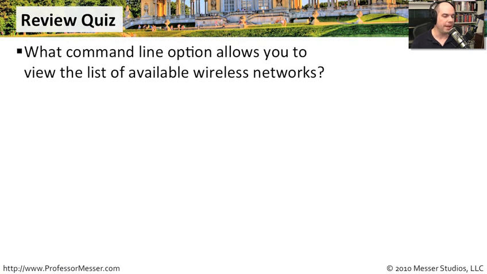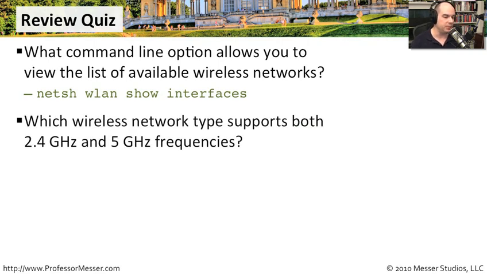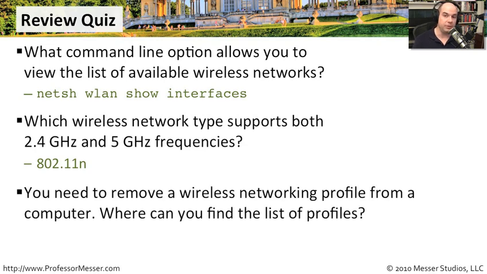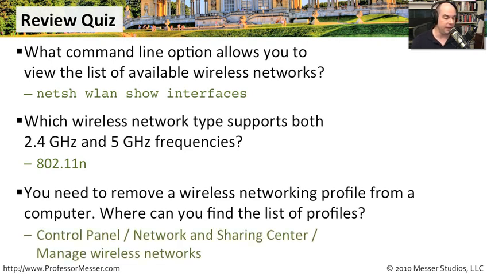Let's review some of the things that we've learned in this video. Our first question, which command line option allows you to view the list of available wireless networks? If you recall, we listed those out at the command line using netsh wlan show interfaces. The next question, which wireless network type supports both 2.4 gigahertz and 5 gigahertz frequencies? Well, there was only one that did, and it was the 802.11n networking type. And our last question, you need to remove a wireless networking profile from a computer. Where can you find the list of profiles? Well, as you might remember, it is in your Network and Sharing Center, and if you choose Manage Wireless Networks, you'll see all of the profiles in there.